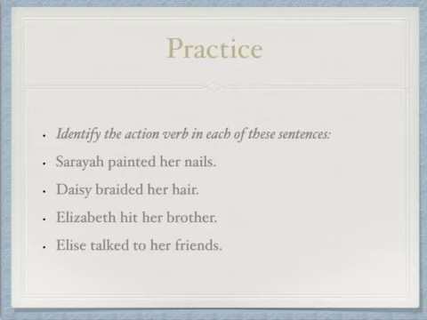Here are some practices for action verbs. Try and identify the action verb in each of these sentences. Soraya painted her nails. Daisy braided her hair. Elizabeth hit her brother. Elise talked to her friends. It's important to make sure that number and tense agree. So if it happened in the past, you would make it a past tense verb. Or if multiple people did it, then it would need to be plural.